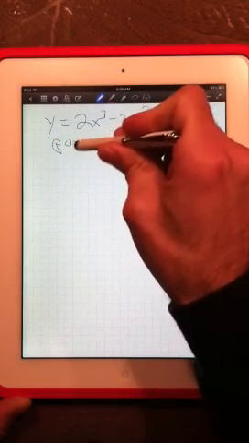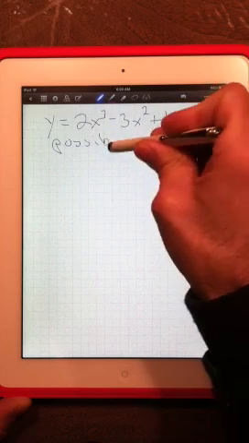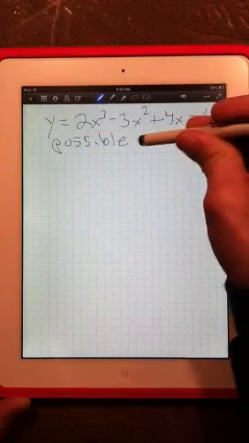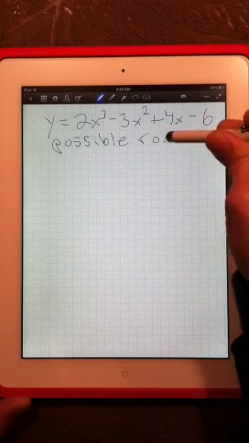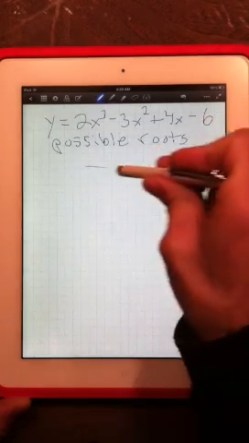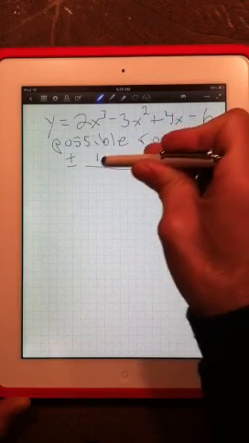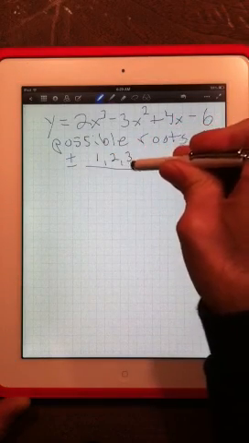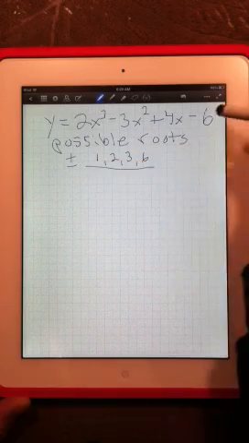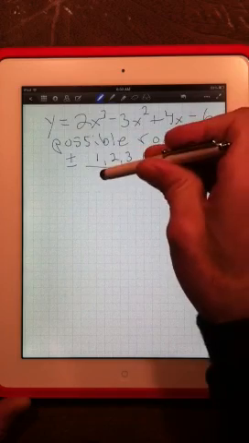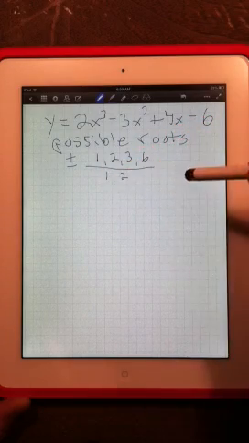So according to the rational root theorem, factors of 6 will give me my numerator. So I'm going to write down possible roots, and it's going to be plus or minus. Numerator could be 1, 2, 3, or 6. Those are all the numbers that go into 6. The 2, that's my possible denominators, 1 or 2.